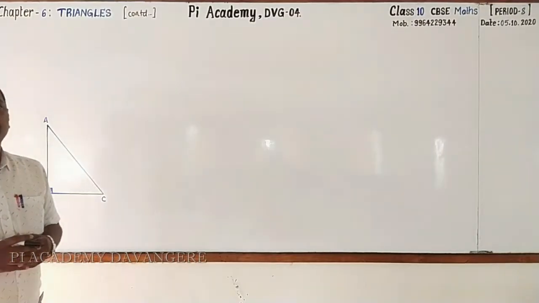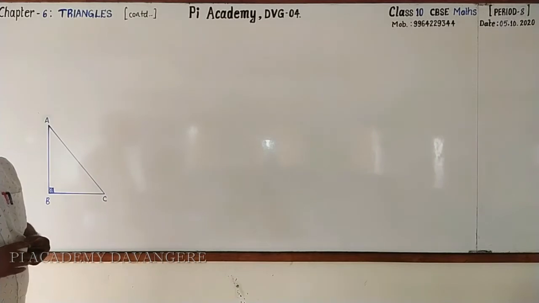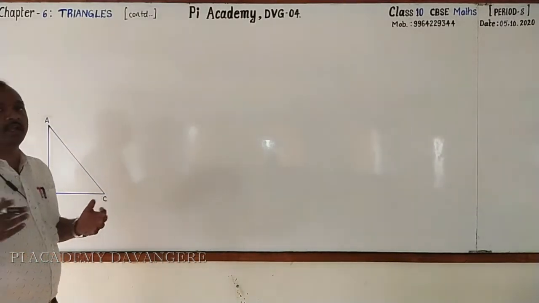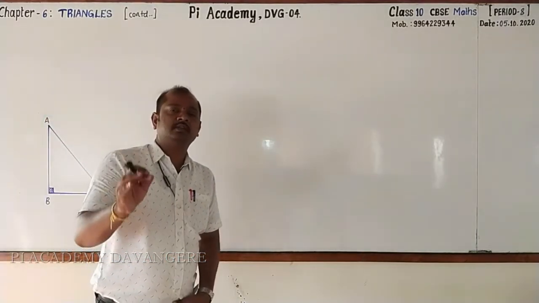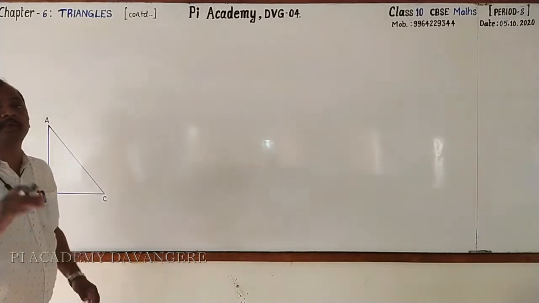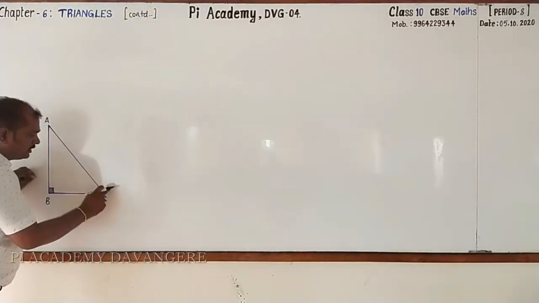Dear students, here I have drawn a triangle in which one angle is 90 degree. Could you tell what type of triangle it is? Very good. It is a right triangle or right angle triangle. You all know that this is the only one type of triangle in which all sides can be named. Is it not? Observe here.